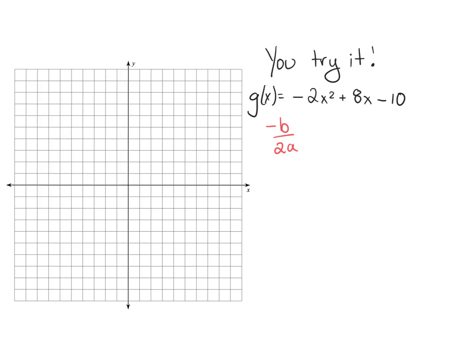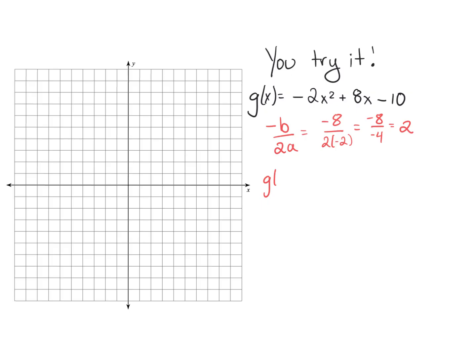All right, so your b value here is 8. So I'm going to plug that in first. I have negative 8 over 2 times negative 2. Now, yes, the 8 in my quadratic function is positive. My formula contains a negative, so I get to add that in. So I'm going to have negative 8 over negative 4, which is going to give me a value of positive 2 as my x-coordinate. Next, I get to plug that back into my function.